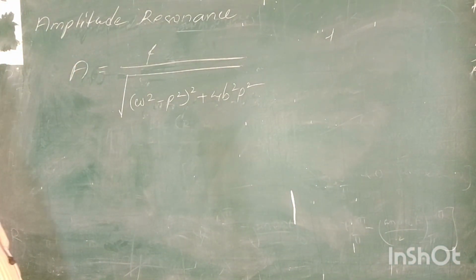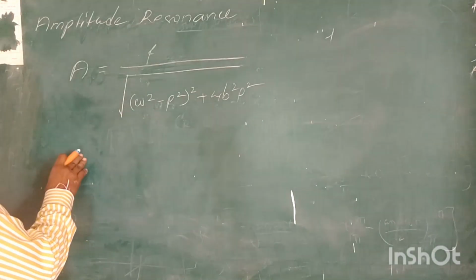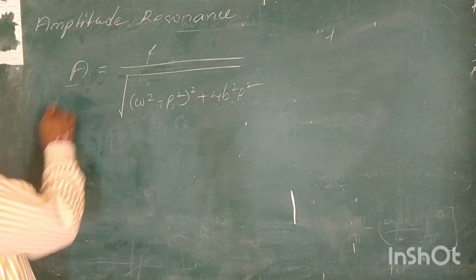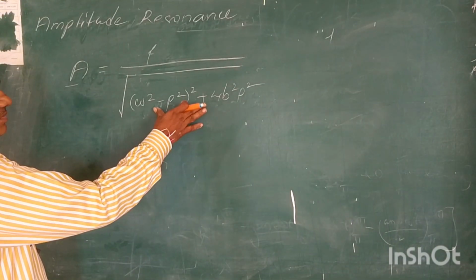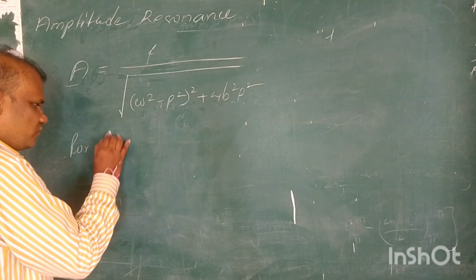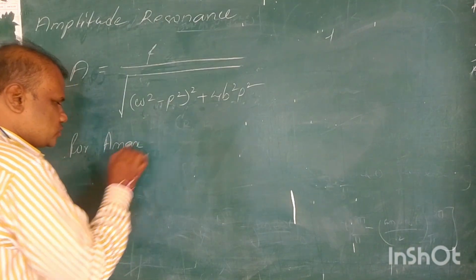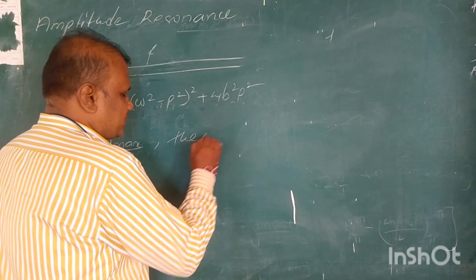Okay, so amplitude resonance means we have to derive a condition for the frequency of the applied external force where the amplitude becomes maximum. So from this expression, to get the amplitude maximum, the denominator should be minimum. If the denominator is minimum, then the amplitude is going to be maximum. So here I am going to write the condition for a maximum.